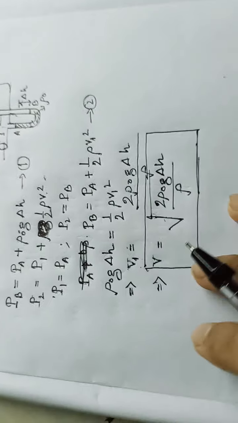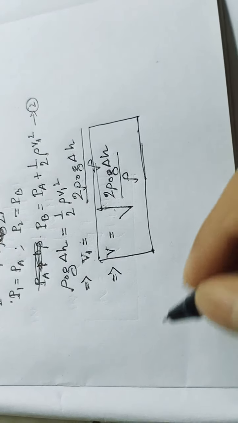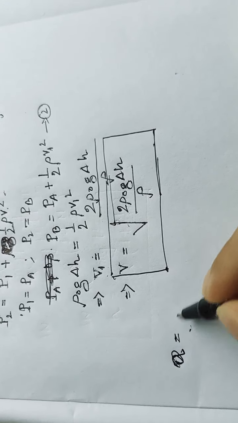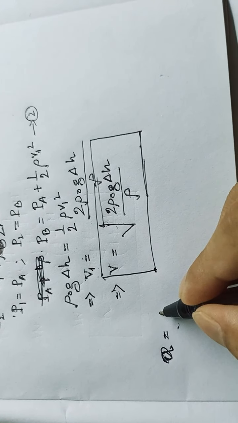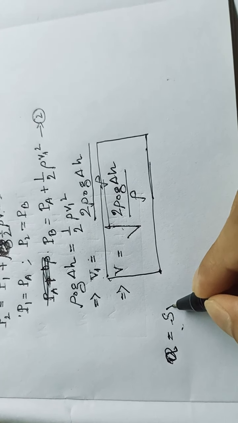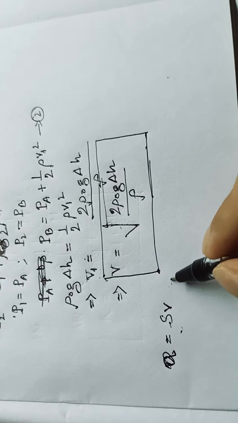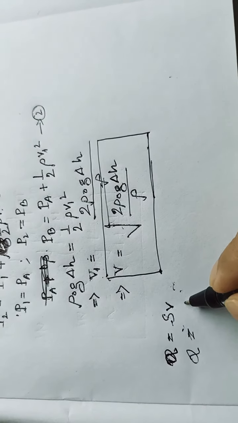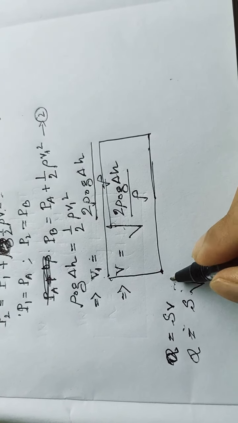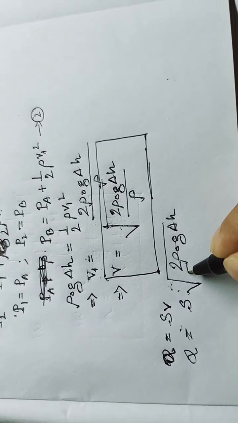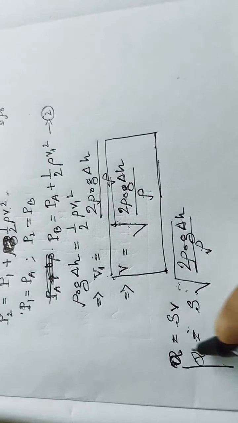Now we have to find the volume flow rate. The volume flow rate Q will be equal to the area of cross section, which is given in the question as S, times its velocity V. So the volume flow rate Q will be equal to S into root under 2 rho naught G del H divided by rho. This is the volume flow rate inside the pitot tube.